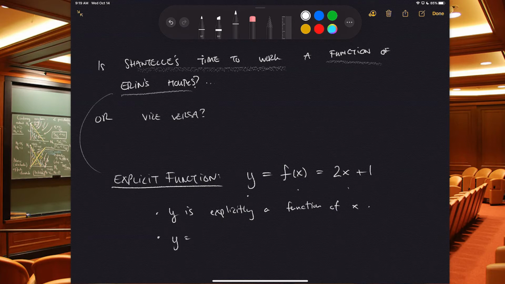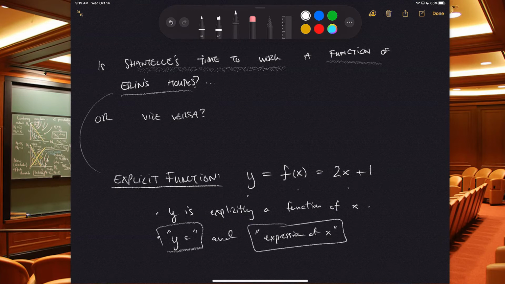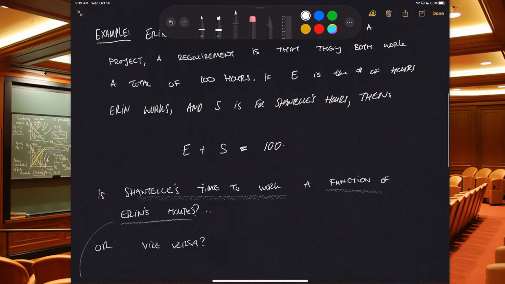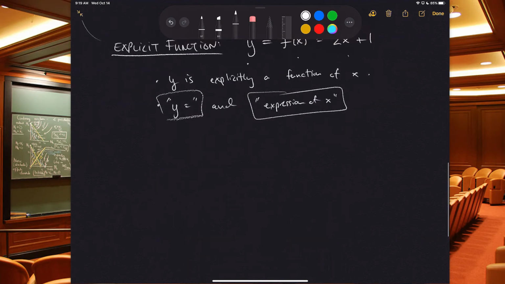Right? I have y equals on one side and an expression of x on the other side. So these are the two key ingredients. If we can't write it like this, then we can't write it as an explicit function. So can we do that with this here? We have two variables. Can I write one as a function of the other?